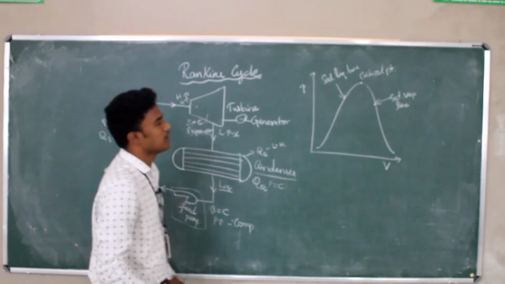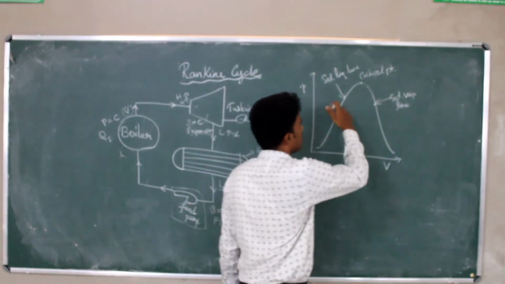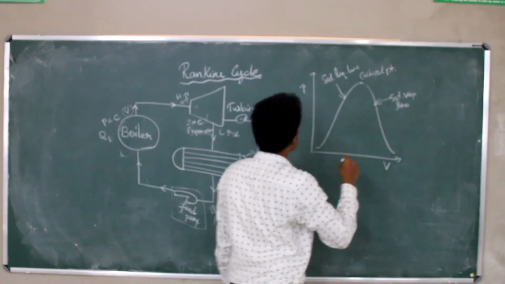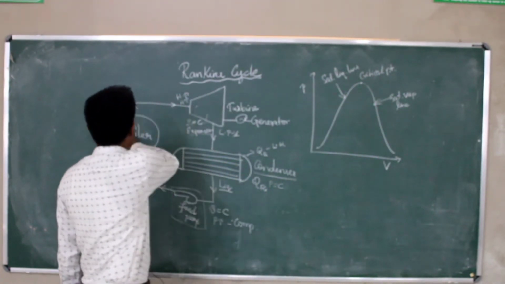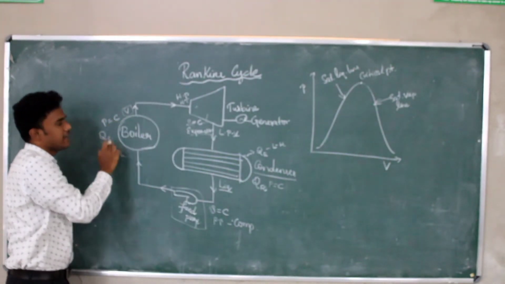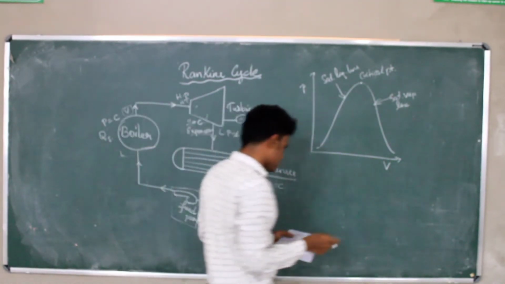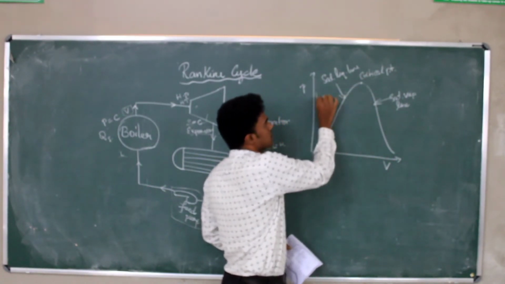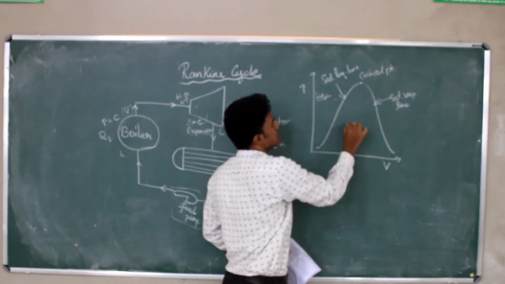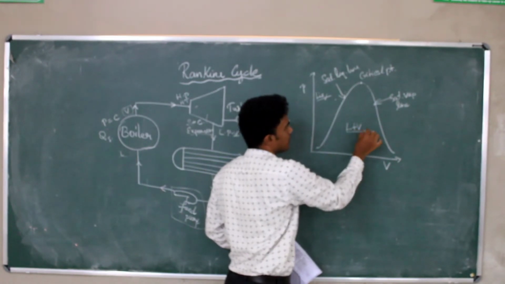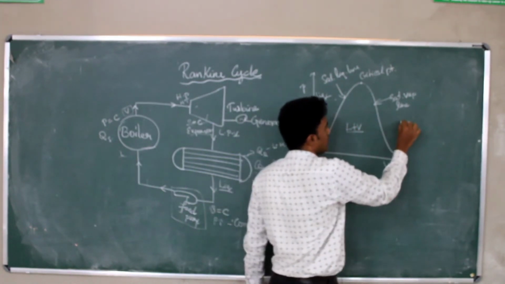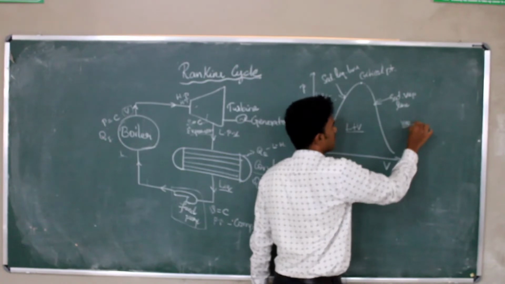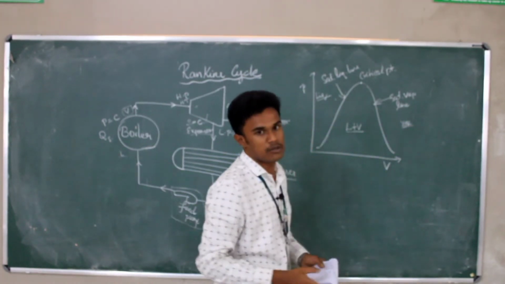Okay. So now we are going to draw the various lines in the PV diagram. Here is the constant pressure heat addition. How will this come? It will start from here. Beyond this saturated liquid line, all the fluid will be in liquid form. In the center will be liquid plus vapor, and after this all the liquid will be in the form of vapor.